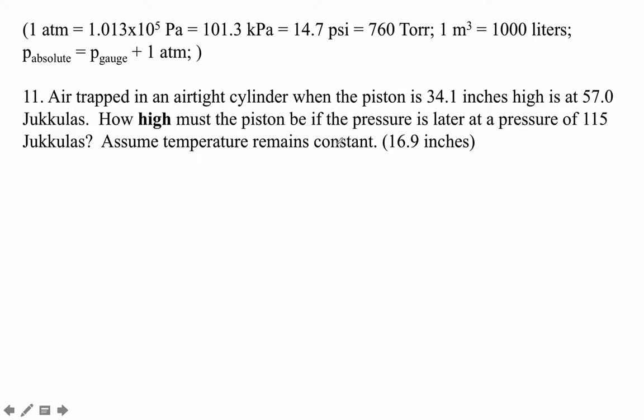Air trapped in an airtight cylinder when the piston is 34 inches high is at 57 joules. How high must the piston be if the pressure is later at 115 joules? Okay, so what you've got to understand is that the height of the piston is standing in for the volume.